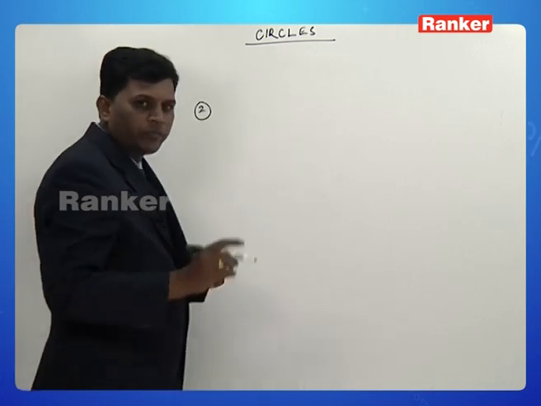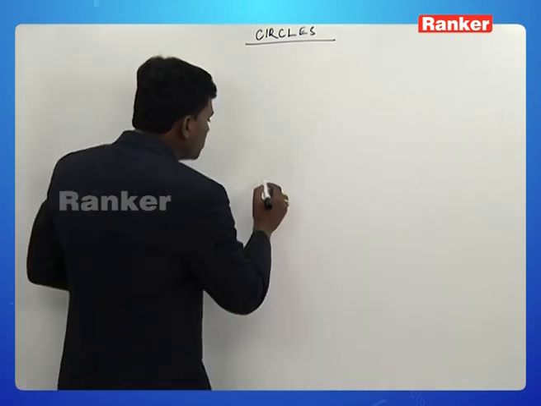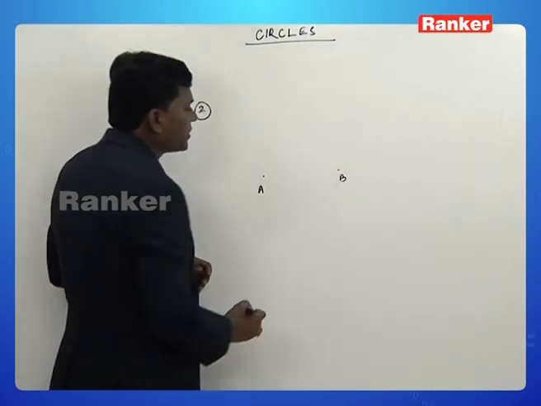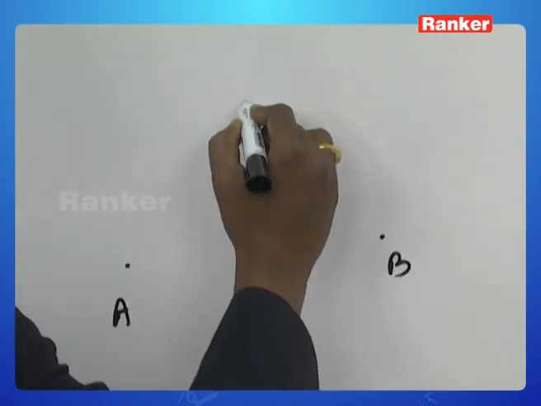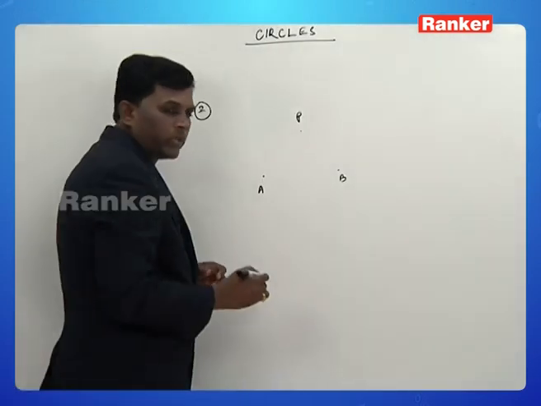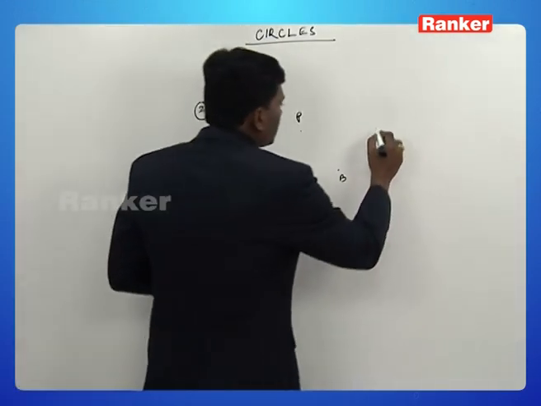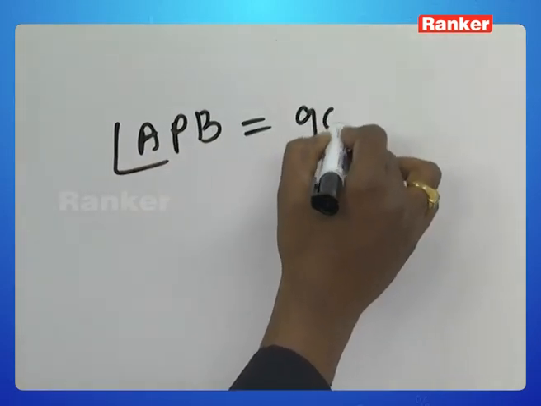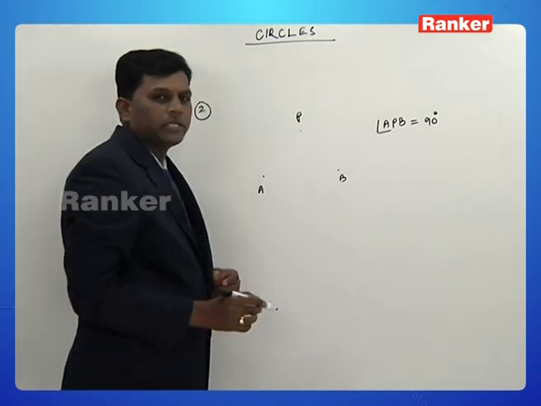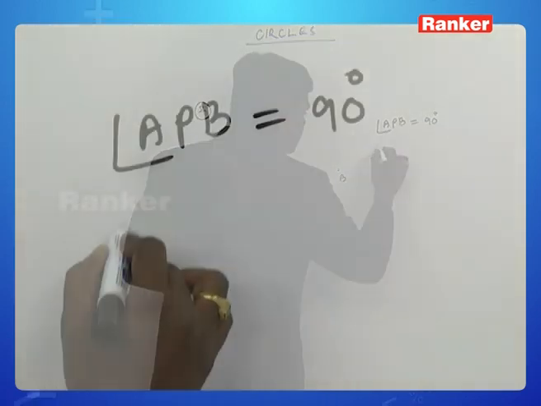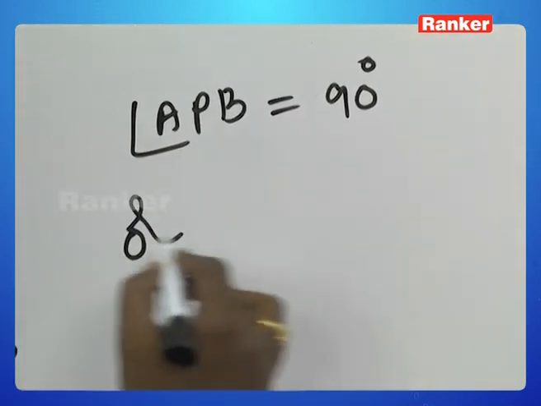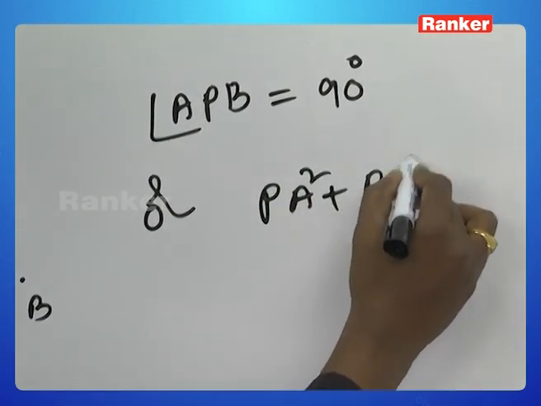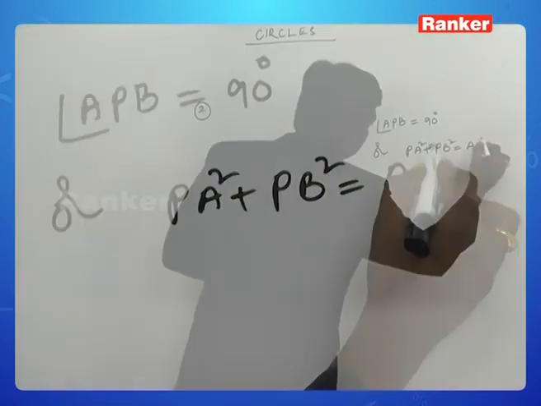Instead of taking one fixed point, here I am taking two fixed points A and B somewhere. These are two fixed points, and P is a variable point moving such that angle APB equals a right angle, 90 degrees, or we can also take it as the Pythagoras theorem result: PA square plus PB square equals AB square.